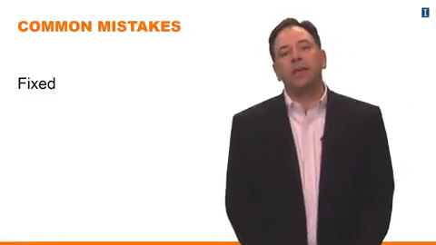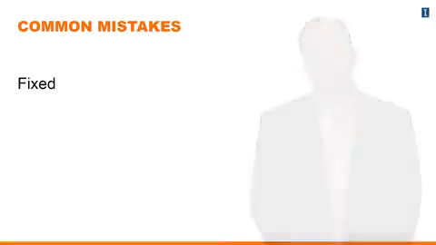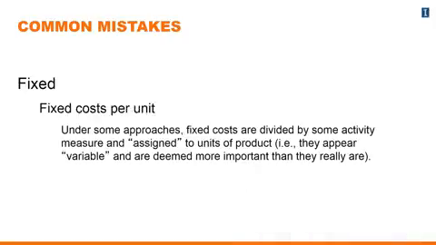Another example relates to fixed costs, and there are two aspects to these common mistakes. The first is sometimes how accounting information is presented to managers and employees. In certain reports, fixed costs are provided on a per unit basis. Under some approaches, they're divided by some activity measure and assigned to the units of product. In essence, they appear variable and are deemed more important than they really are.